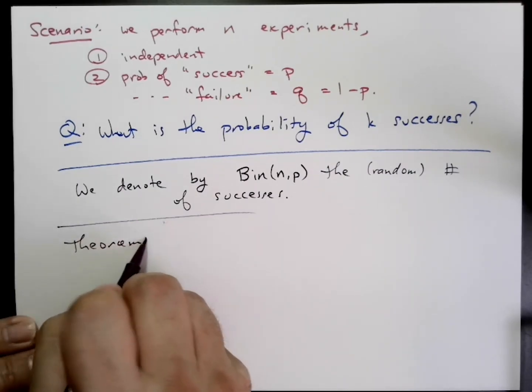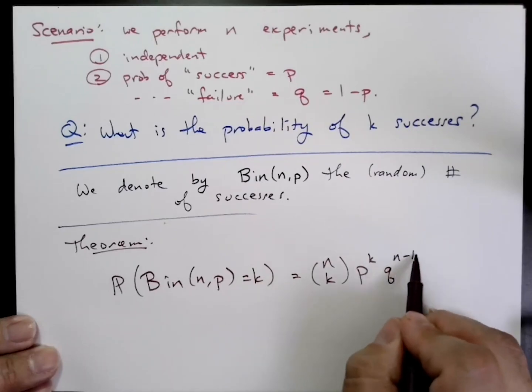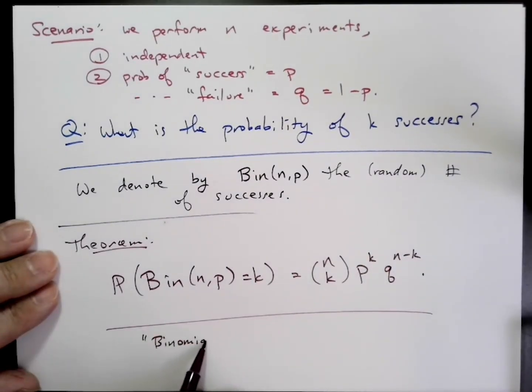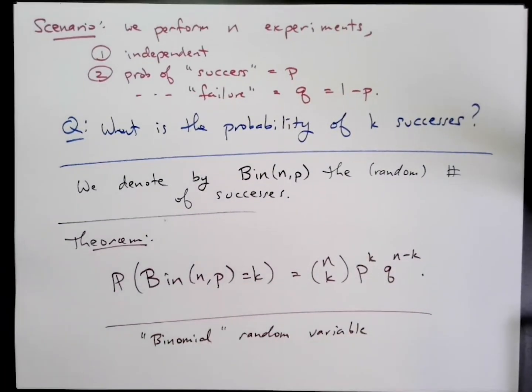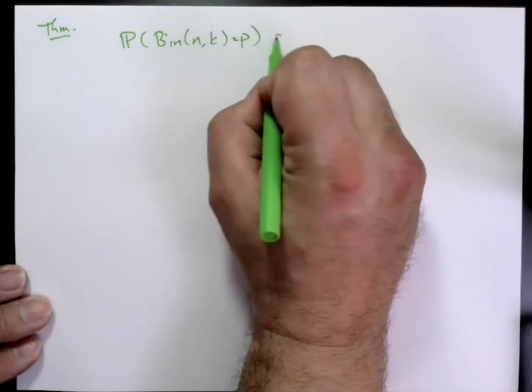And here's the theorem that we're going to prove. The probability that the binomial random variable is equal to k is n choose k times p to the k times q to the n minus k. Let's repeat that formula. Note we have a small typo there that we're going to fix in a moment.